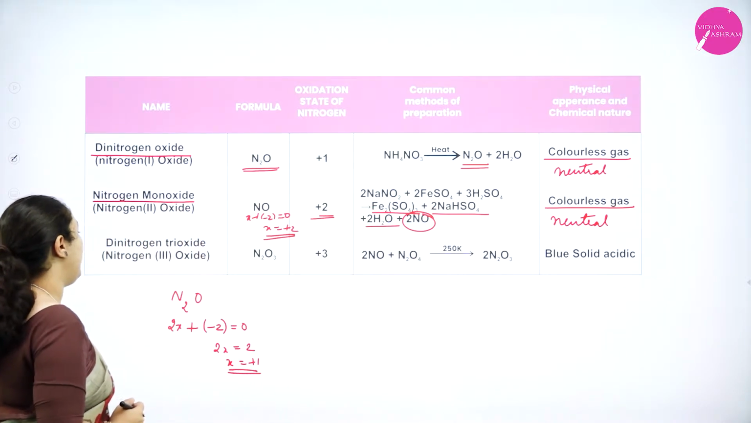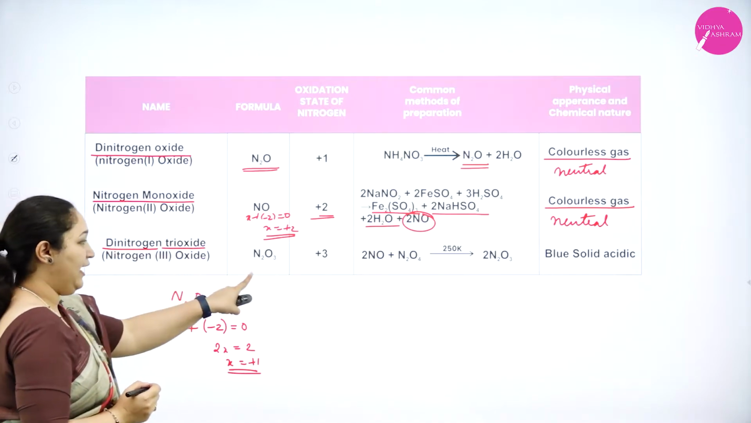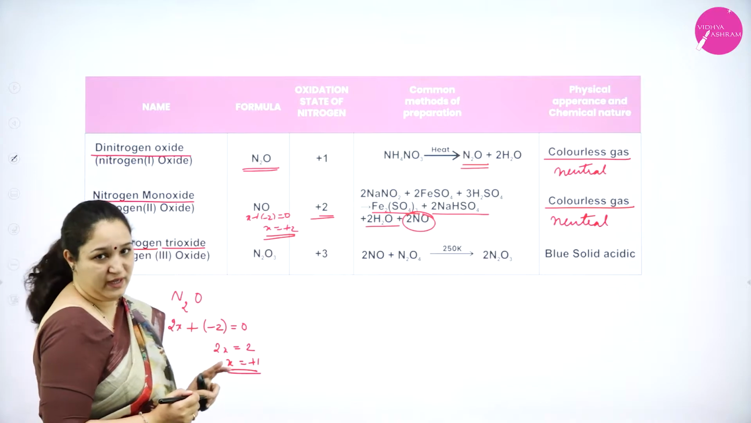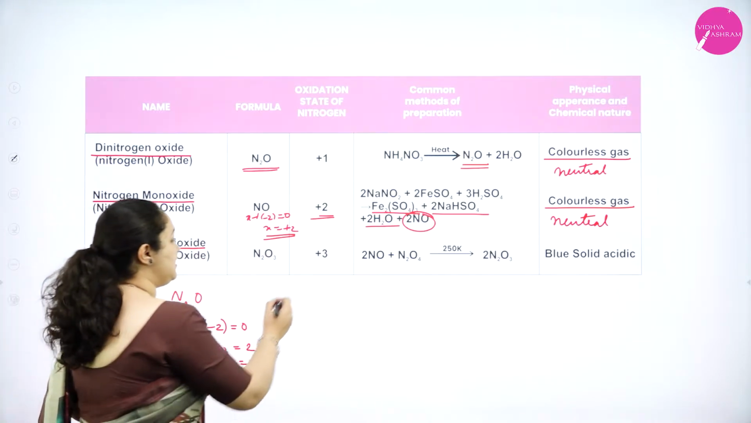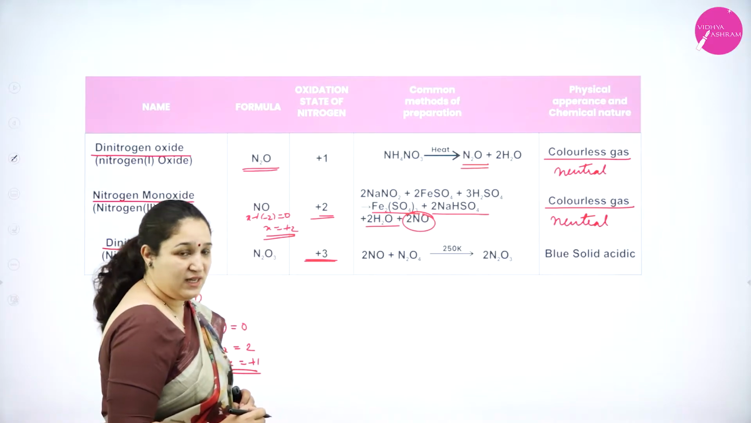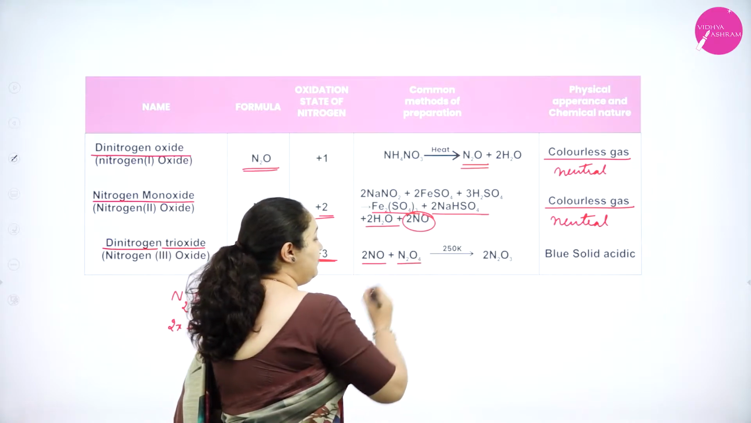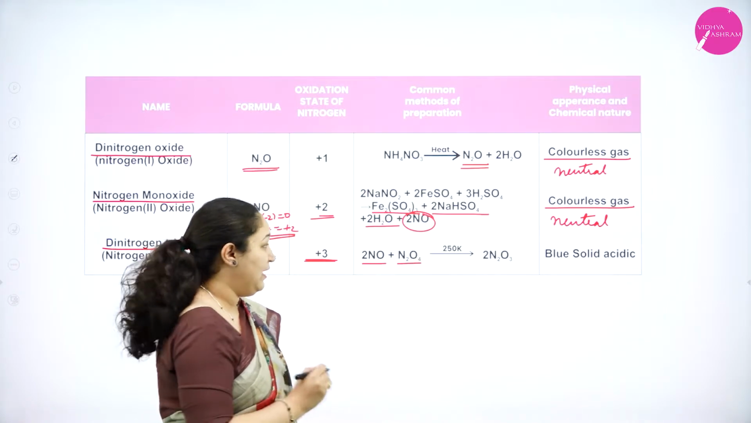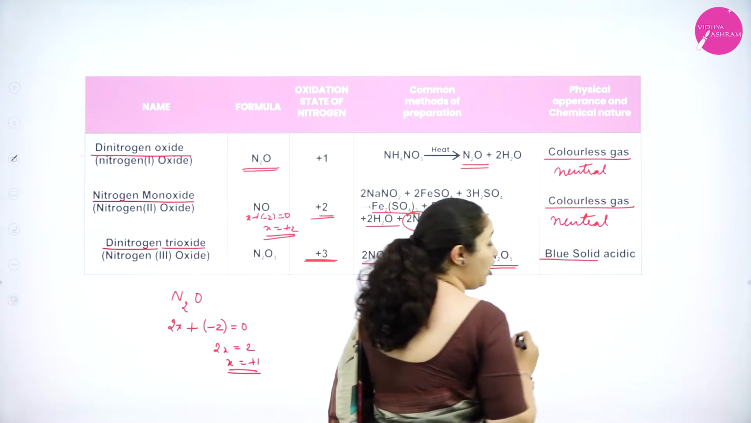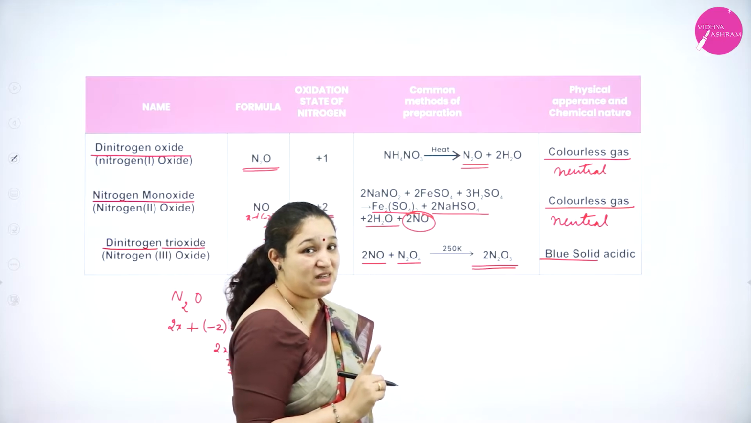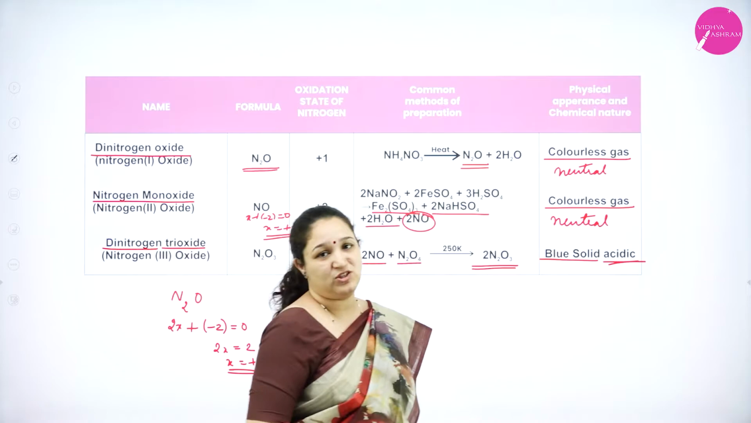Next we have dinitrogen trioxide, N2O3. For this also, in the same way you calculate the oxidation state and you will get it as +3. And how is it produced? Nitric oxide is treated with N2O4 at 250 Kelvin to get N2O3. It's a blue solid. See, it's not a gas, it is a blue solid which is acidic in nature.